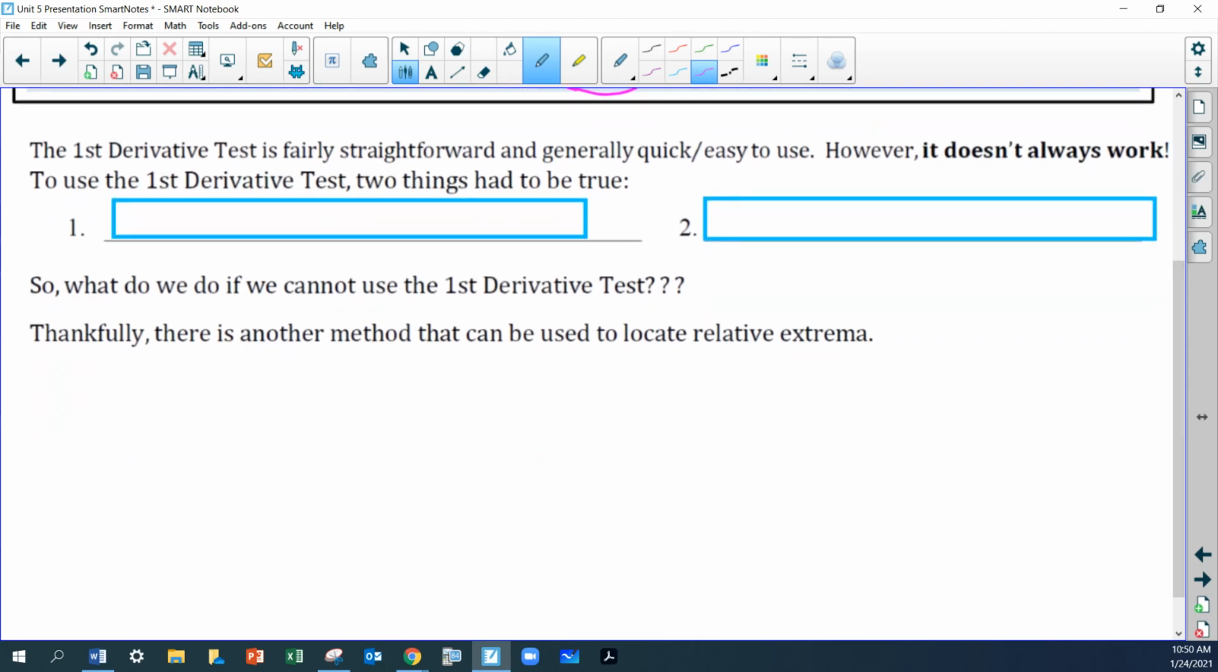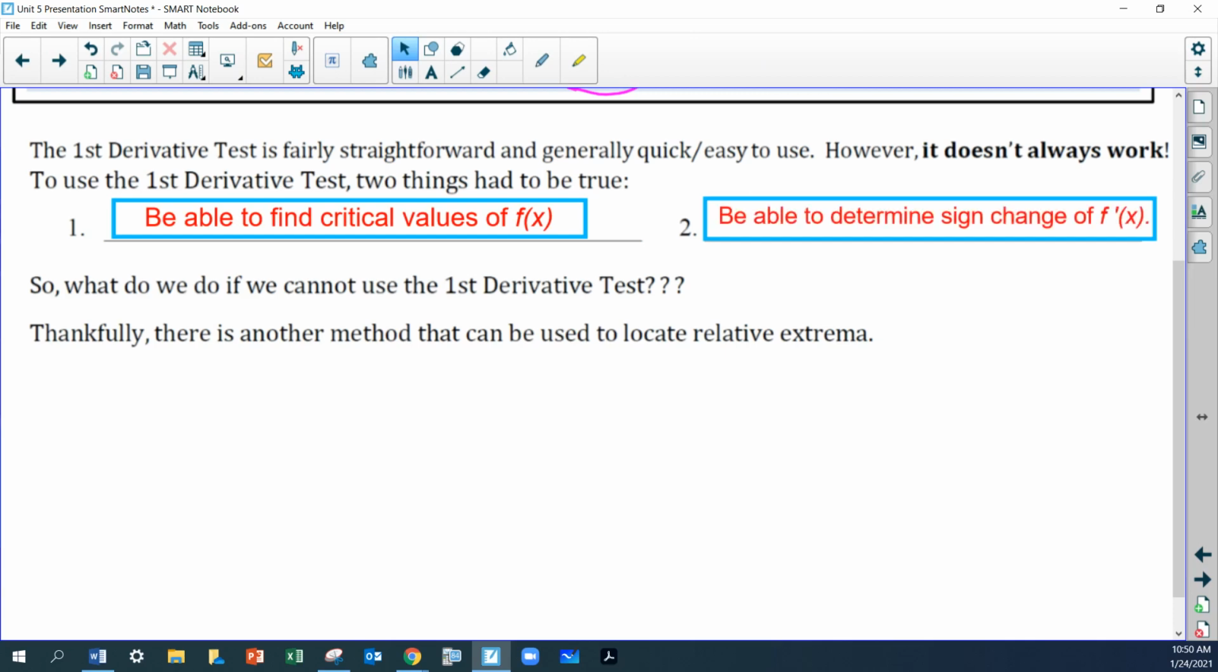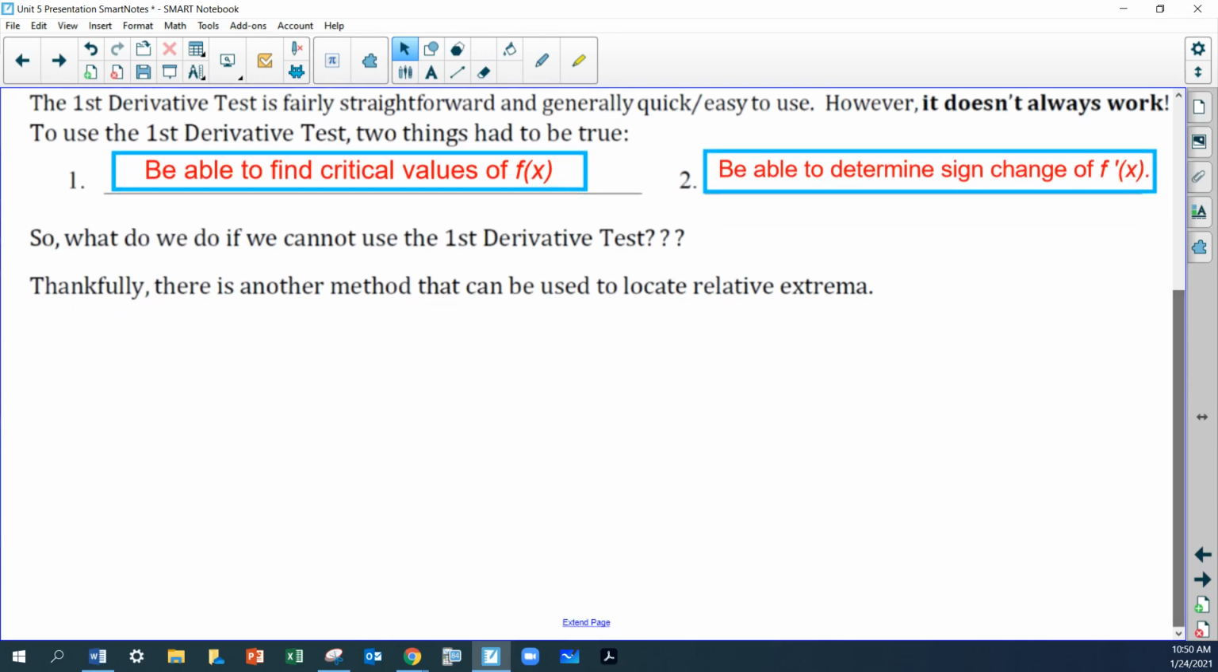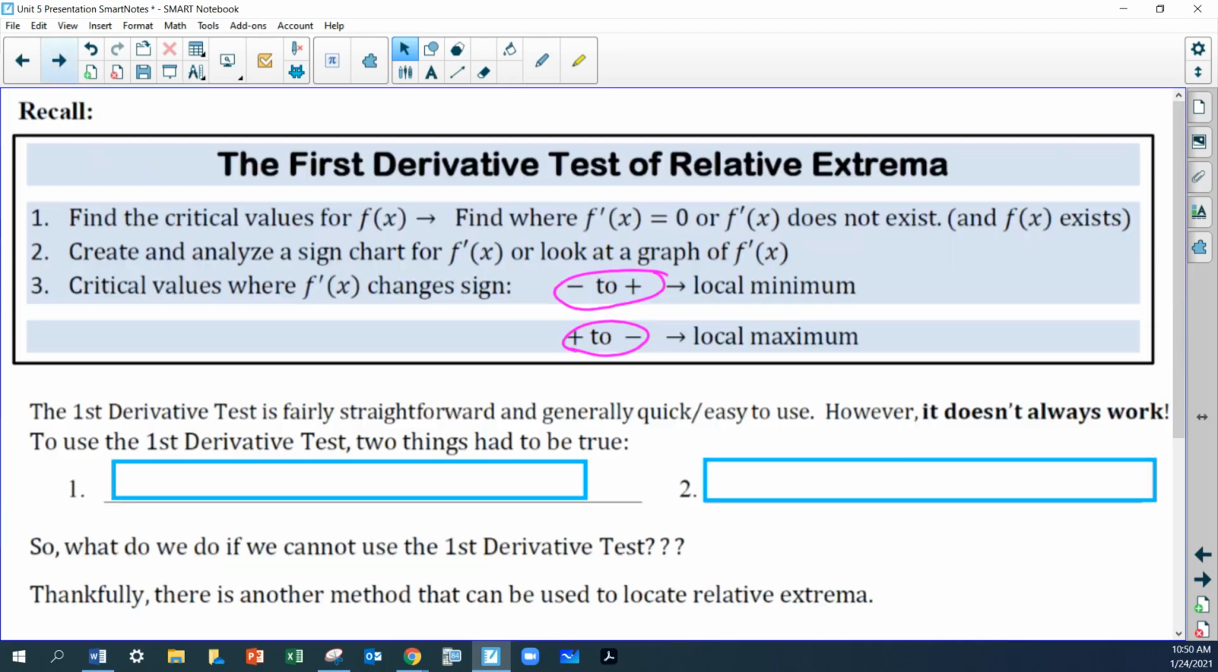The first derivative test was really very straightforward, generally quick and easy to use. However, it doesn't always work. So in order to use the first derivative test, two things had to be true. We had to be able to find the critical values of f of x, and we also had to be able to determine if a sign changed of f prime, and then what that direction of change was, negative to positive, positive to negative. So what do we do if we can't use a first derivative test?